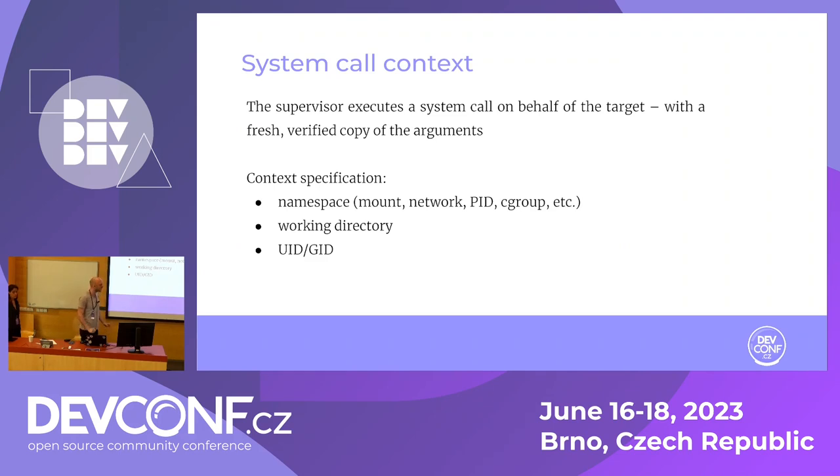And a quick mention about the context. By context, we generally mean namespaces on Linux. We also enable specifying the several types of namespaces where we want to execute a syscall. So when we impersonate a syscall, we want to be able to, for example, for a container, do that in its mount namespace. Plus, obvious boring things such as a working directory, UID, GID.